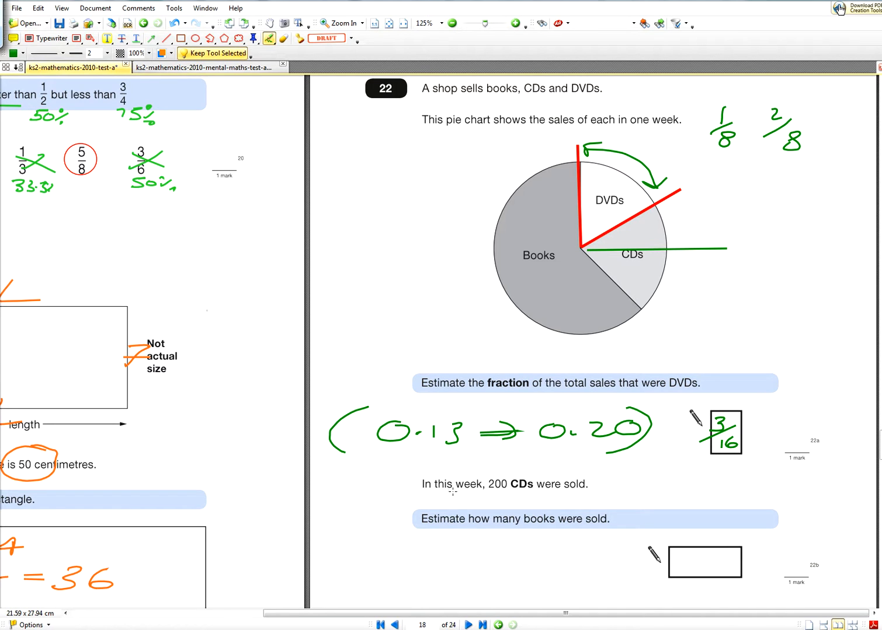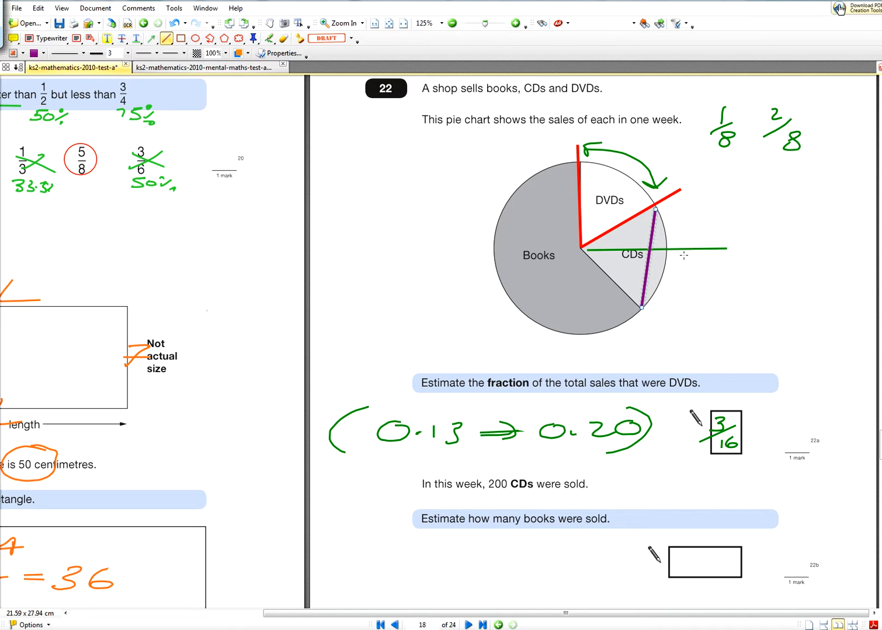Next. In this one, 200 CDs were sold. Now, CDs is nearly a quarter. Books got the most. This is a technique I used before. Let's get a line, and I got a purple. CDs takes how much space? A quarter. It takes that space, doesn't it? Now we've got to see how many of those we can fit in here.